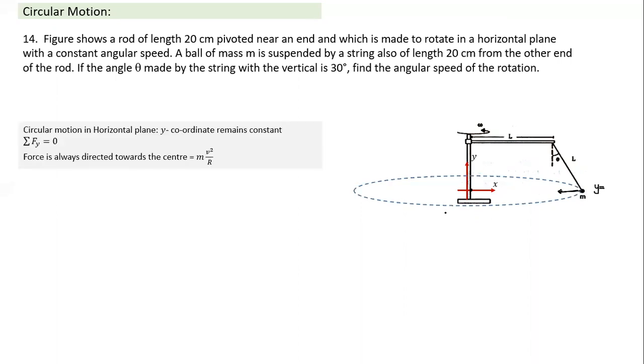So again, that becomes pretty simple. It is circular motion in a horizontal plane, the y coordinate remains constant, and the summation of force in the y direction is 0. The force is always directed towards the center. So the net force should be directed towards the center at all instances, and the net force has to equal mv square by r. Here v is the speed, the instantaneous velocity magnitude of this object, and r is the radius of the circular path.